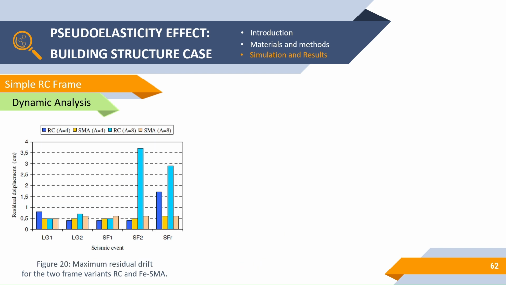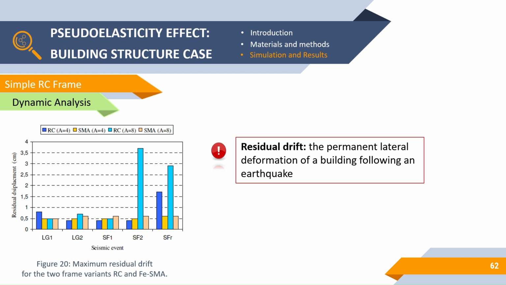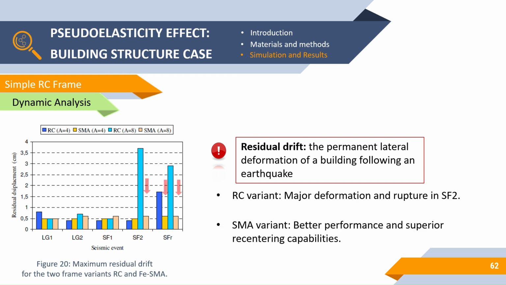Now, Figure 20 shows the maximum residual drifts, defined as the permanent lateral deformation of a building following an earthquake. As you can see, the most severe earthquakes are SF2 and SFR, and they show major deformation and even rupture during the SF2, while the shape memory alloy variants showed better performance and superior recentering capabilities.